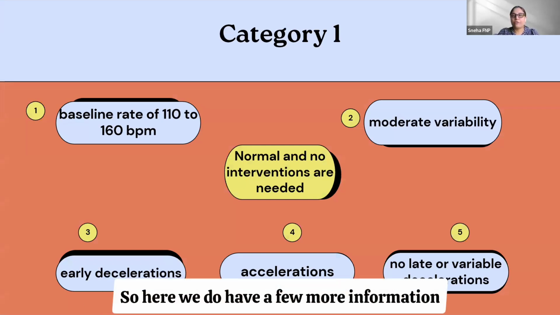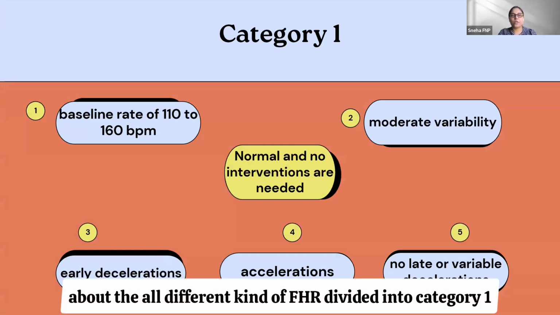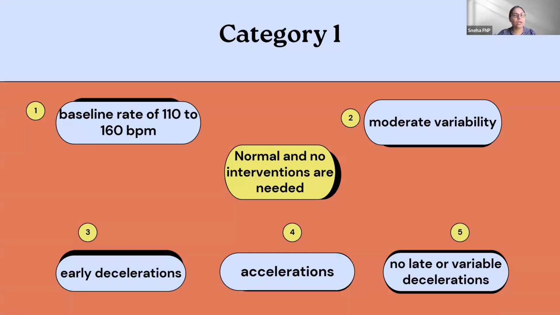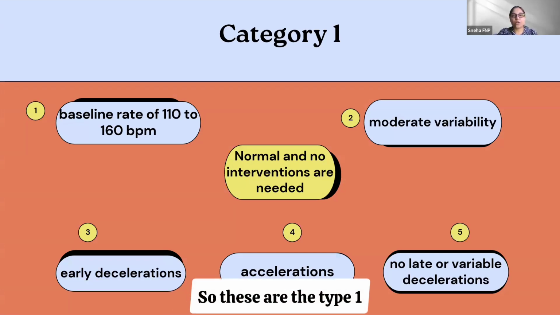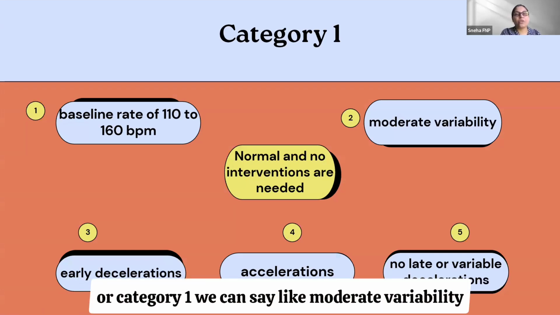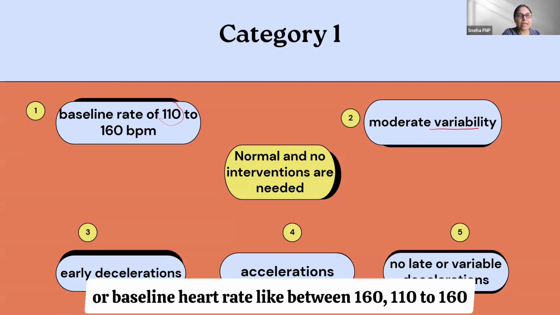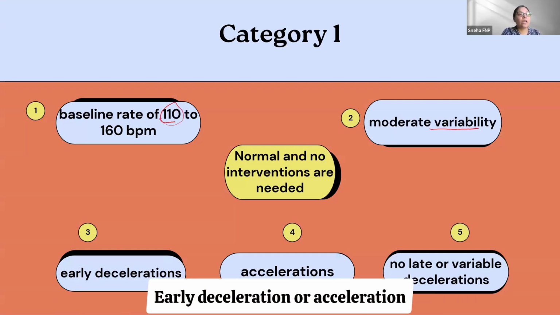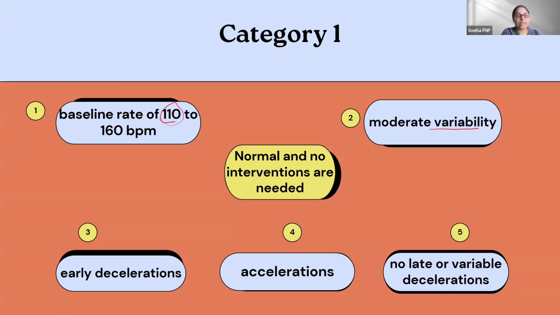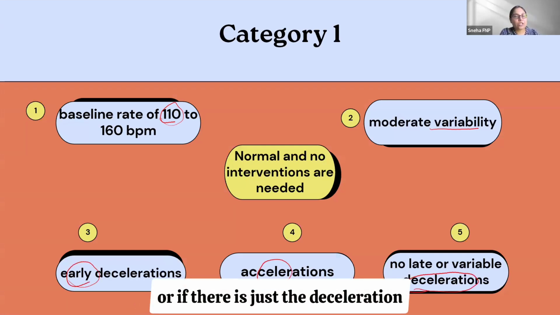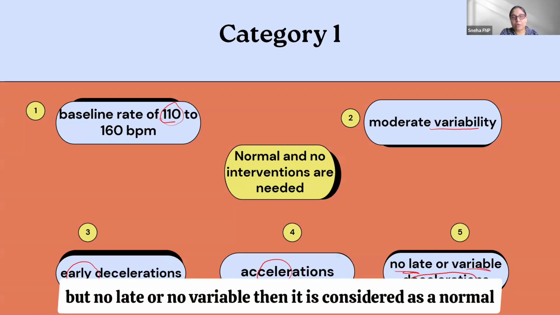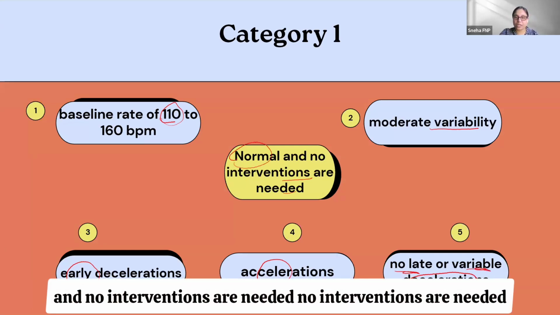So here we do have a few more information about all the different kinds of FHR divided into category 1, 2, and 3. So these are the type 1 or category 1, we can say moderate variability or baseline heart rate between 110 to 160, early deceleration or acceleration, or if there is just deceleration but no late or no variable, then it is considered normal and no interventions are needed.